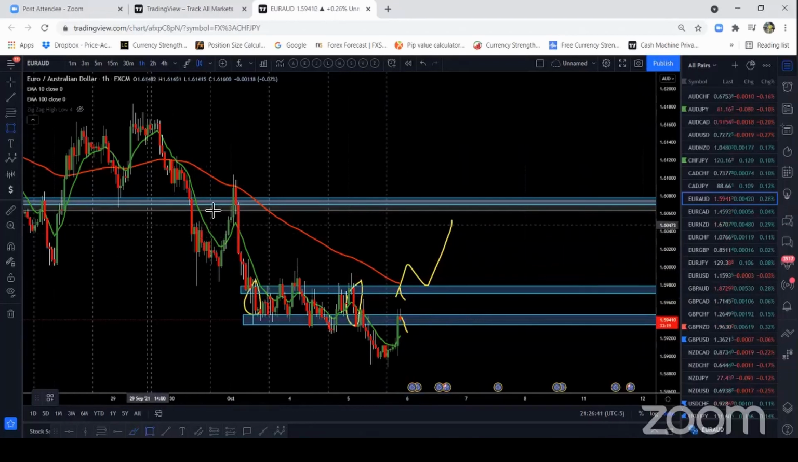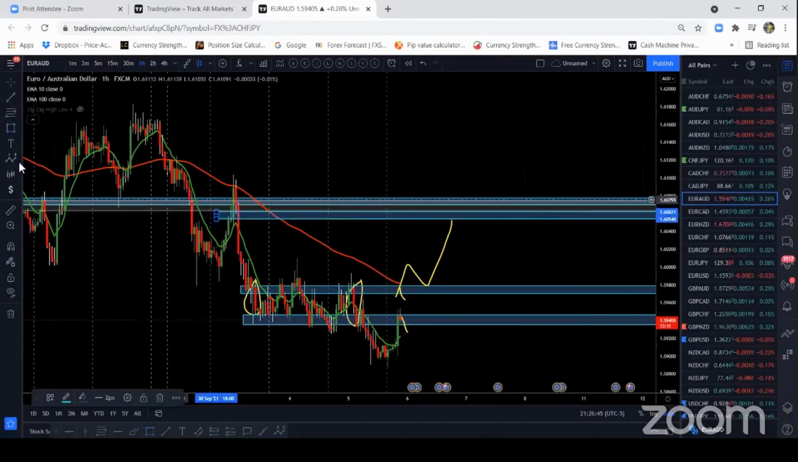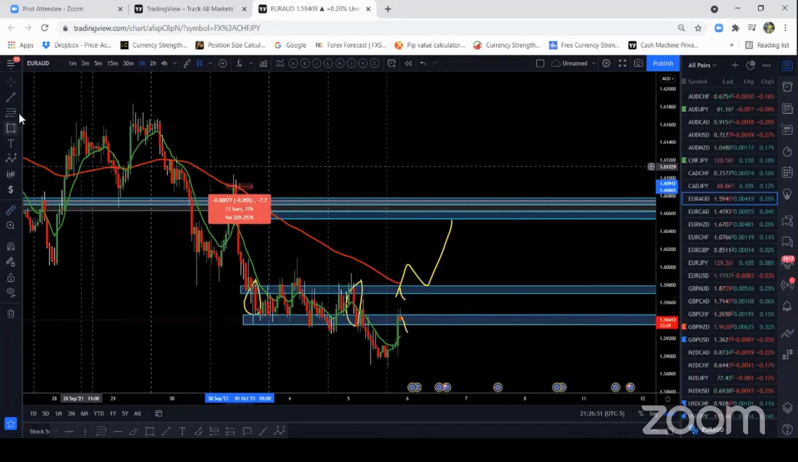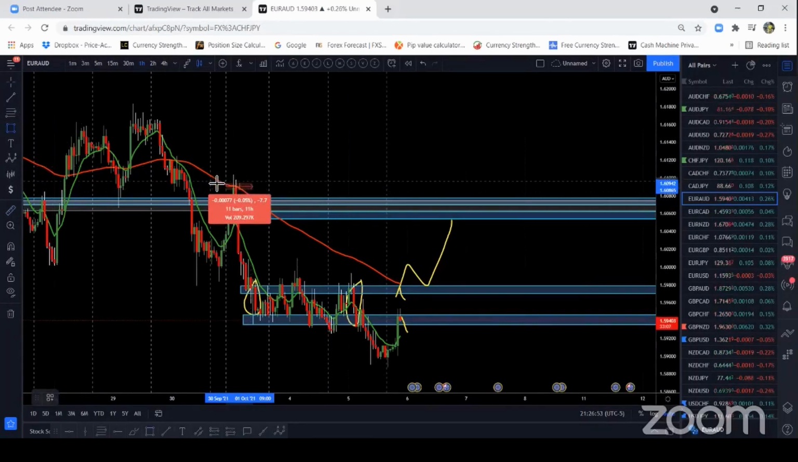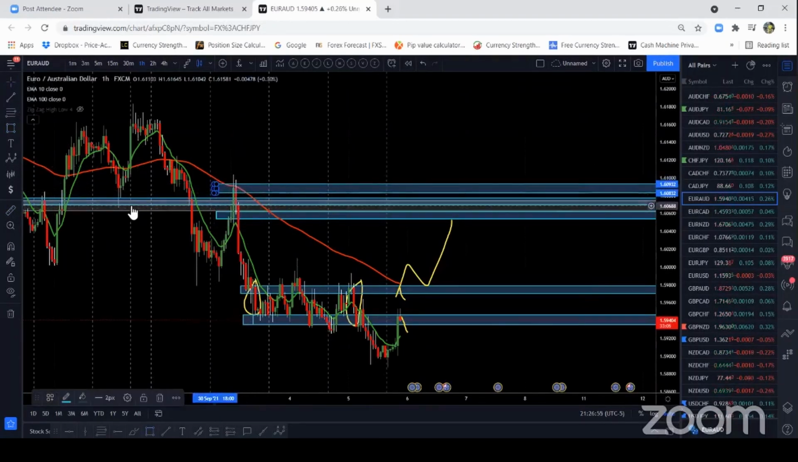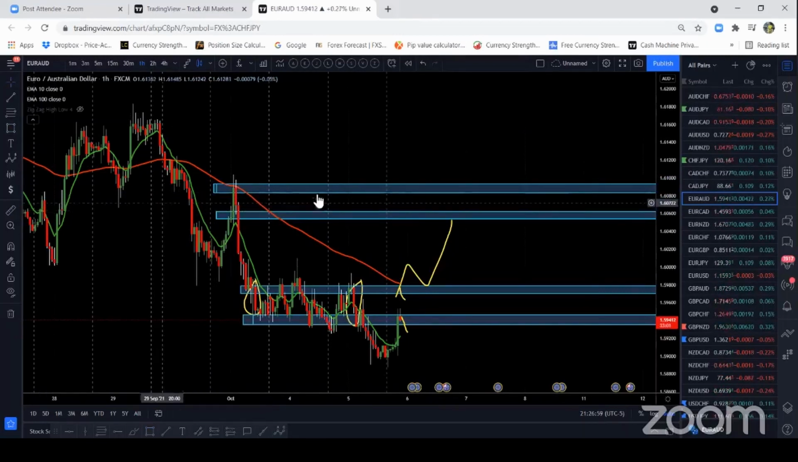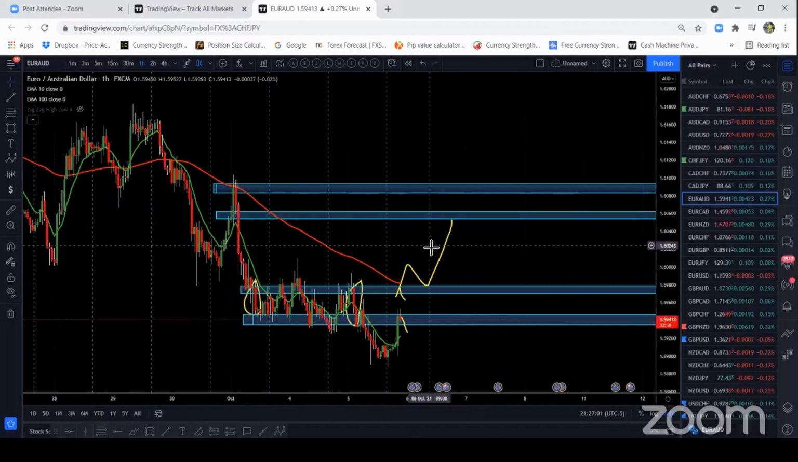So this area here where that opened, and this area here where that closed. Oh, wrong thing. Those are my levels that I'm playing off of. Let me see if I can get rid of these so it doesn't confuse y'all. Those are my levels where I'm playing off of.